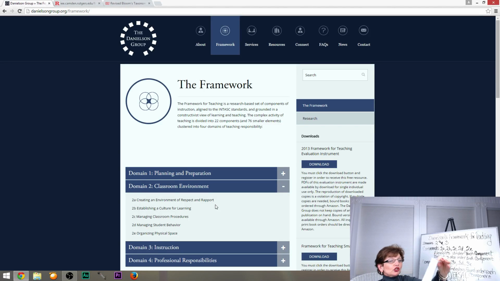2-4 is managing student behavior, monitoring student behavior, and responding to student misbehavior. The only way you can get, and some of the ratings for a teacher go up to distinguished. The only way you're going to get distinguished on that is if you are moving about the room and you have close proximity to students. Okay? So, let me finish the indicators for 2A.